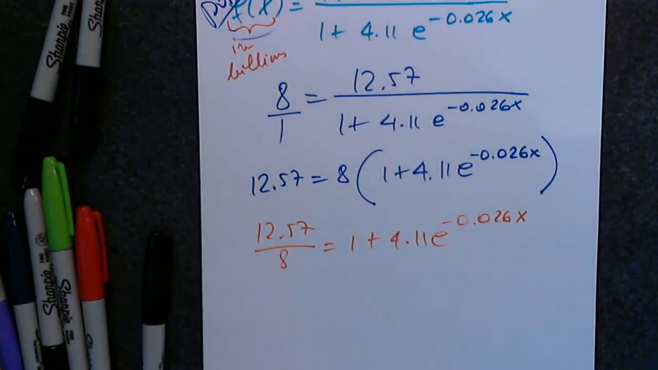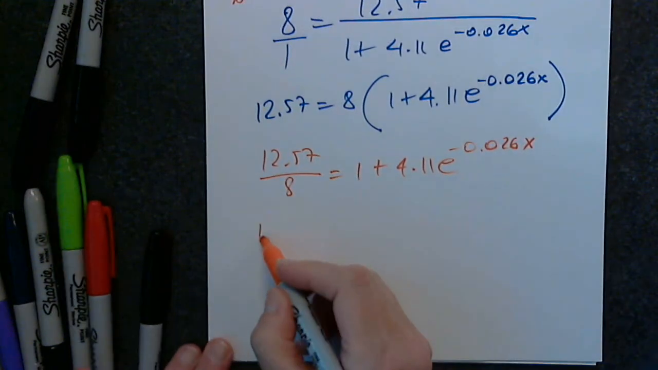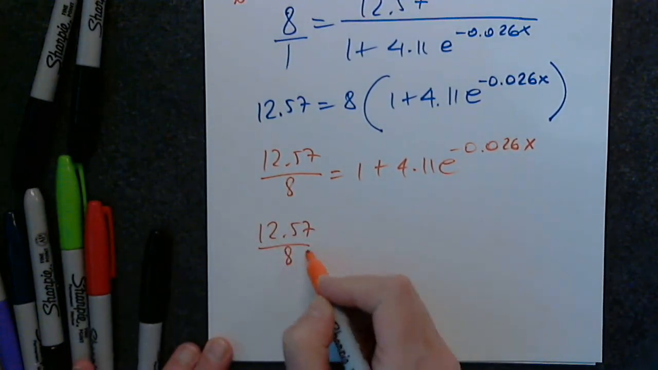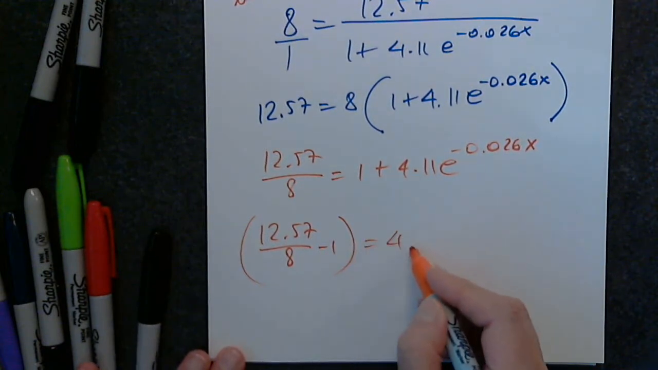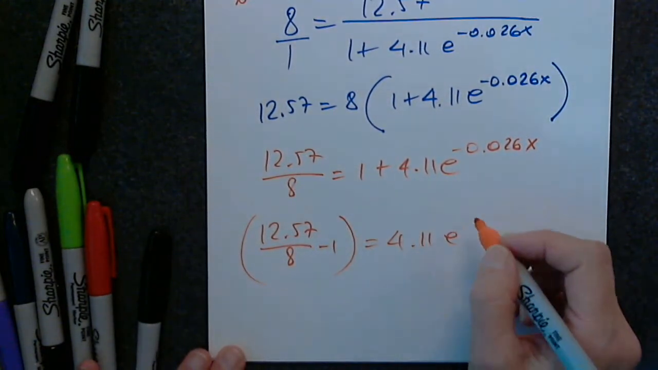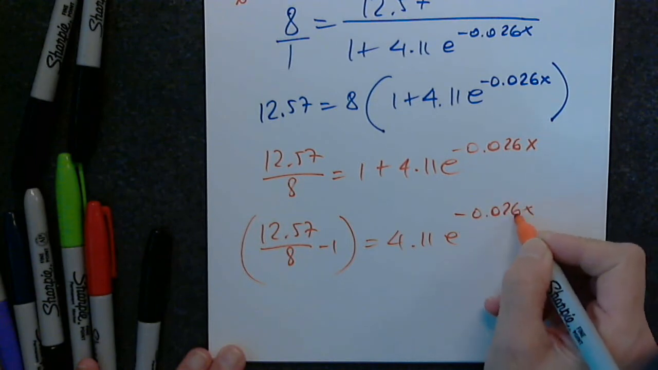Now I want 1 to disappear. Subtract 1. So 12.57 over 8 minus 1, keep it like that, equals 4.11 times e to negative 0.026x.